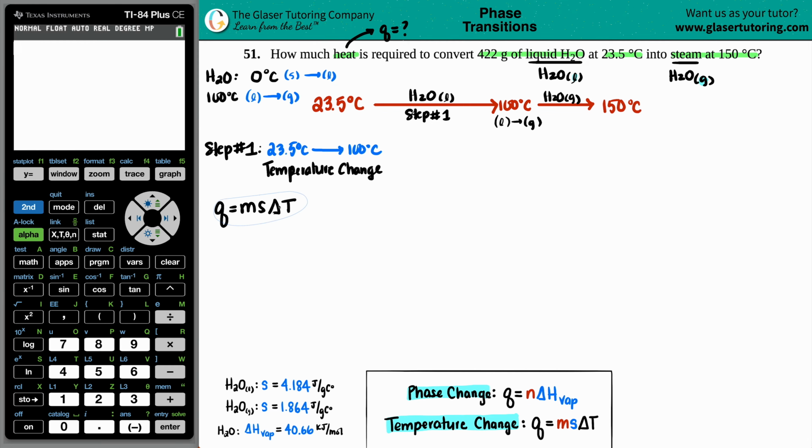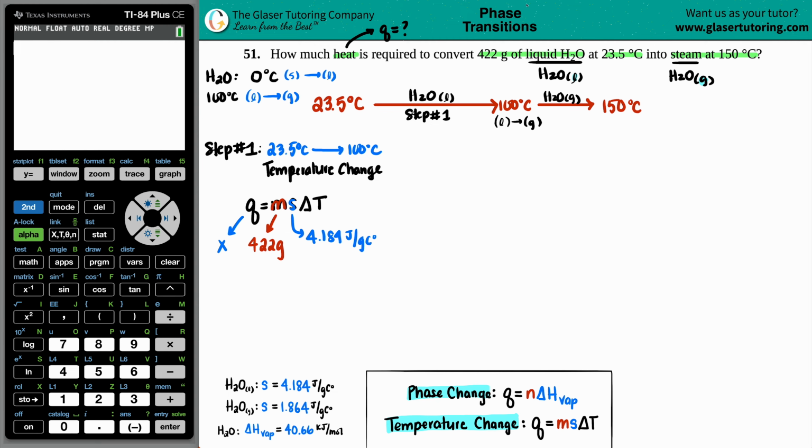Let's see what we got. Q is what we're solving for, so that's going to be the X value. M is the mass, and they did tell us how much mass we have. We have 422 grams, so that totally checks out. Now the S number, they did not tell us the specific heat of water, but that's one we should memorize. Definitely the water one, and that's the one I wrote down here. For liquid water, the S value is 4.184 joules per gram degree Celsius.